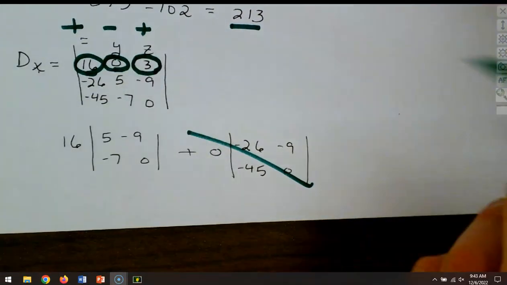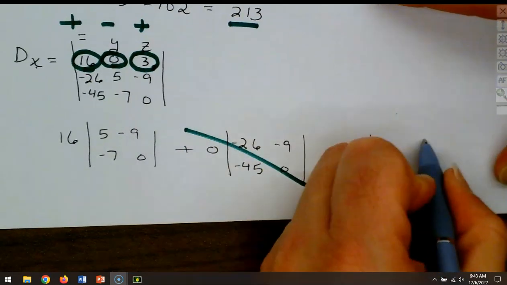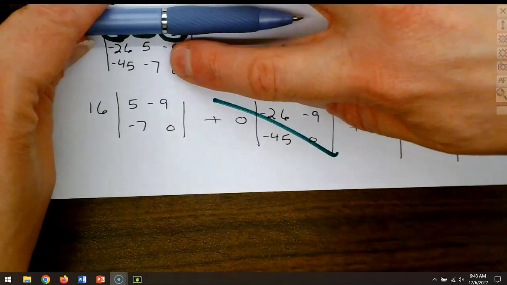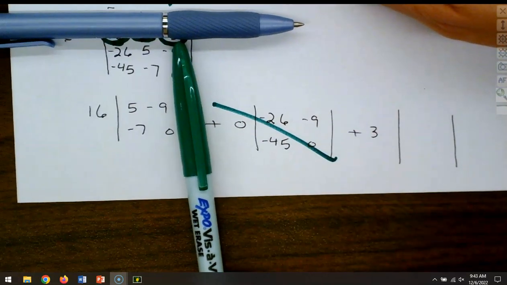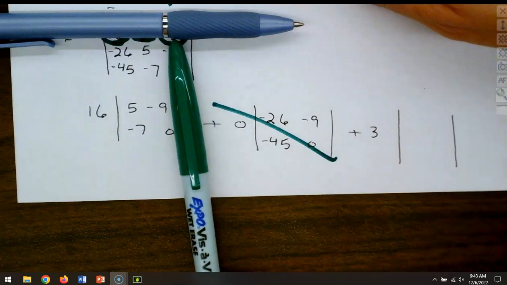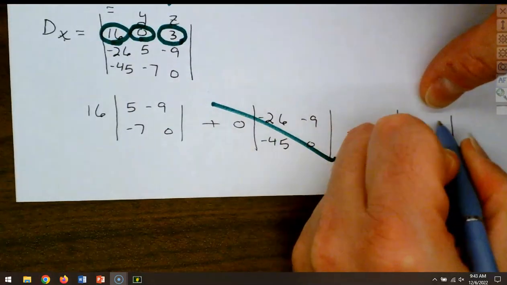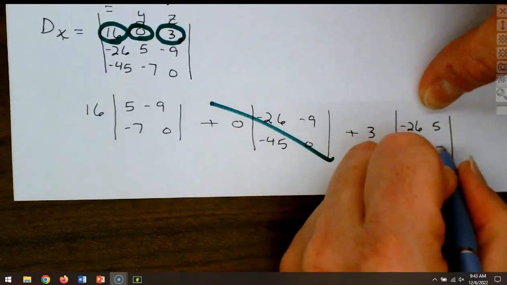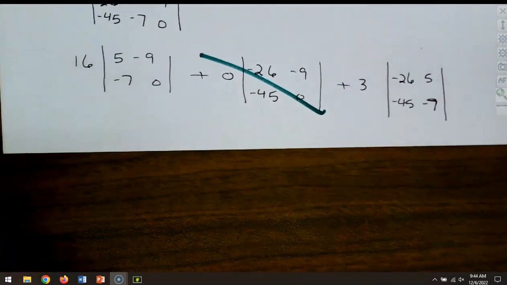What about the last one? The last one is plus again. And let's write it down. Okay, if I cover up the 3, what does that leave you with? And the numbers are large now, and that's okay. We have a calculator. That leaves you with a minus 26 and 5, minus 45 and a minus 7. So minus 26, 5, and then minus 45 and minus 7. Okay, so we're almost done here with one of them.